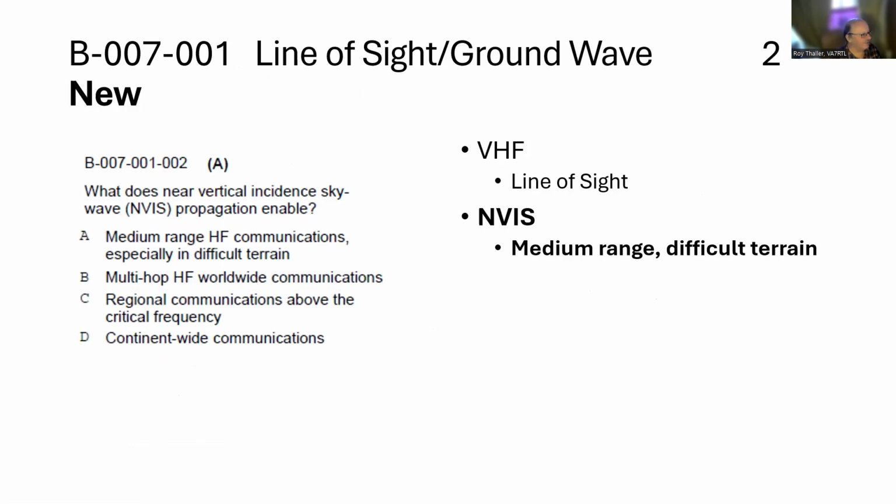Here is a new question. What does near vertical incidence skywave, NVIS, propagation enable? This is where you're sending your signal straight up and having it come down at various angles. It typically provides medium range HF communication, especially in difficult terrain. So A is the correct answer.